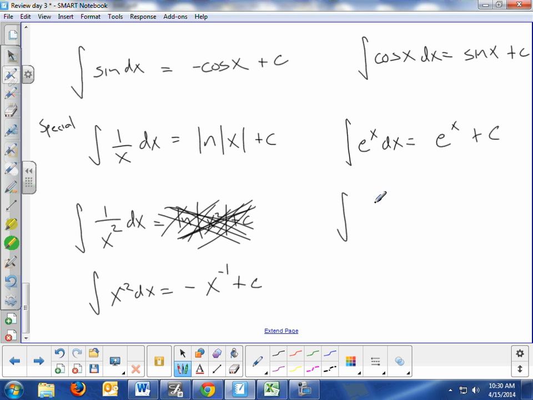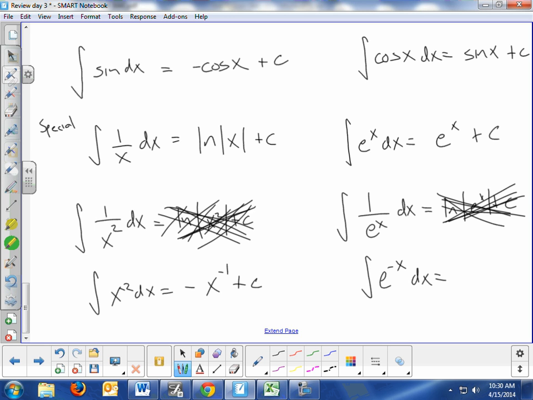Same thing occurs when we deal with e in the denominator. Everybody thinks, learning the natural log rule, that the antiderivative of this is natural log absolute e to the x. But that as well is wrong. Instead, you need to rewrite this as e to the negative x, and then we're actually going to use u substitution to find that the antiderivative is negative e to the negative x.